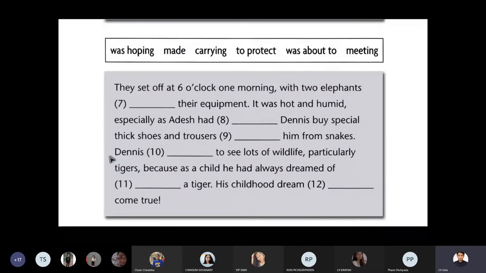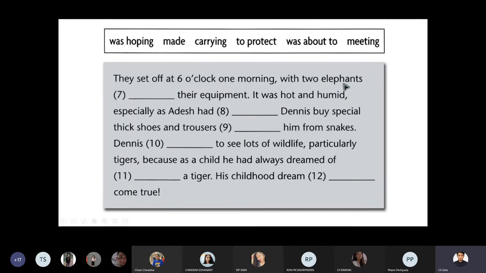I don't ask you to read. Okay, now they set off at 6 o'clock one morning with two elephants. Okay, this one I want you to spend around 4 minutes again. Complete by yourself. And we check the answer at 9:51. Okay, please.